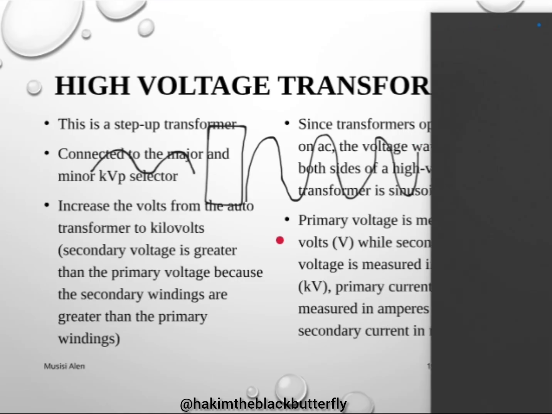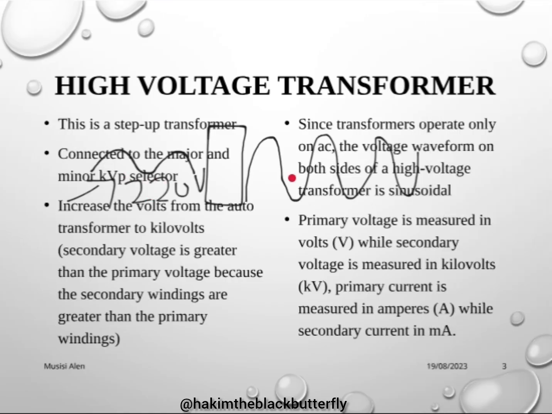So the primary voltage is measured in volts. Normally, it's about 220 volts, whereas the secondary is measured in kilovolts. An example can be around 70 kV. And also the primary current is measured in amperes, while the secondary current is measured in milliamperes.